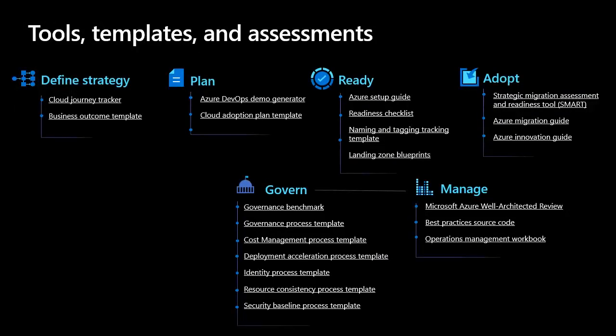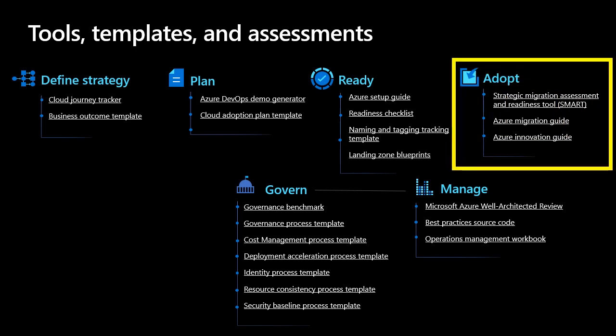Now, once you've already set up your Azure environment, by the way, the ready part also includes other tools, such as a suggestion of how you track your names and your resources. So there's a naming and tagging tracking template. And there's also a readiness checklist. Now, let's go to the adopt phase. At this point, you're now ready to start migrating applications and your infrastructure or your data to the cloud. So these are the tools that are available here.